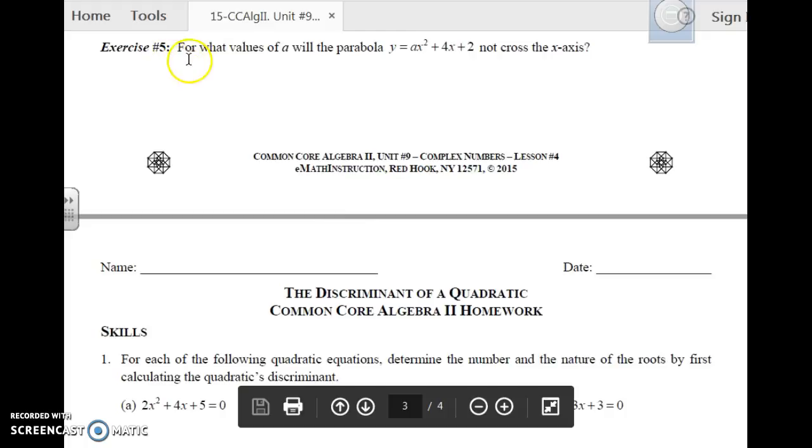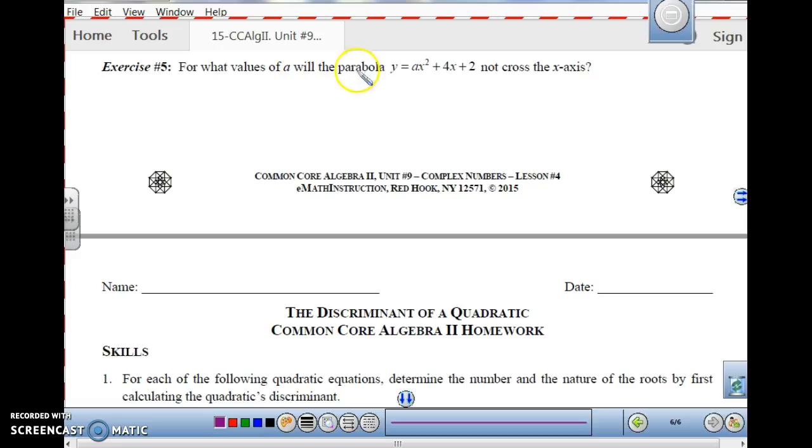All right, and the last one, for what values of a will the parabola y equals ax squared plus 4x plus 2 not cross the x-axis? All right, if it does not cross the x-axis, what kind of roots would it have? It doesn't cross the x-axis, it would have imaginary roots. So what does the discriminant look like if you have imaginary roots? That means b squared minus 4ac must be less than 0, or be negative.